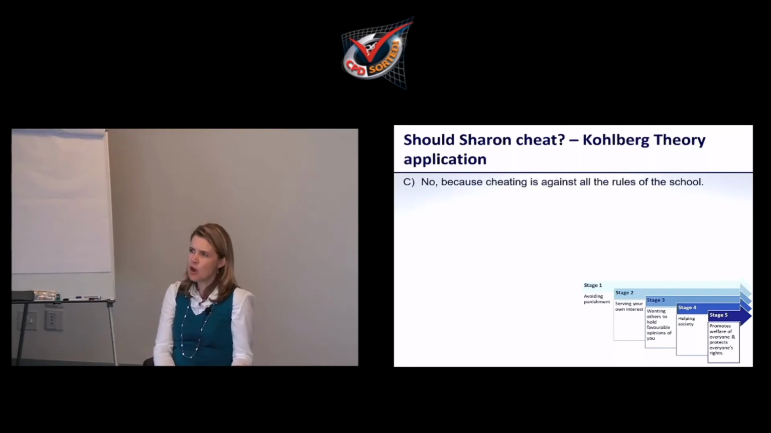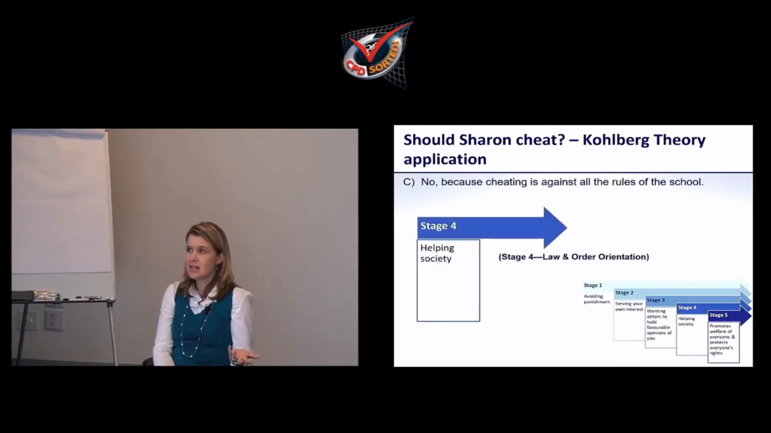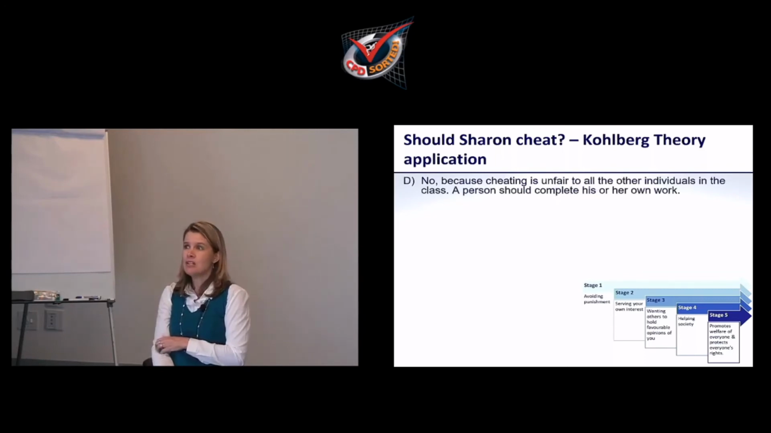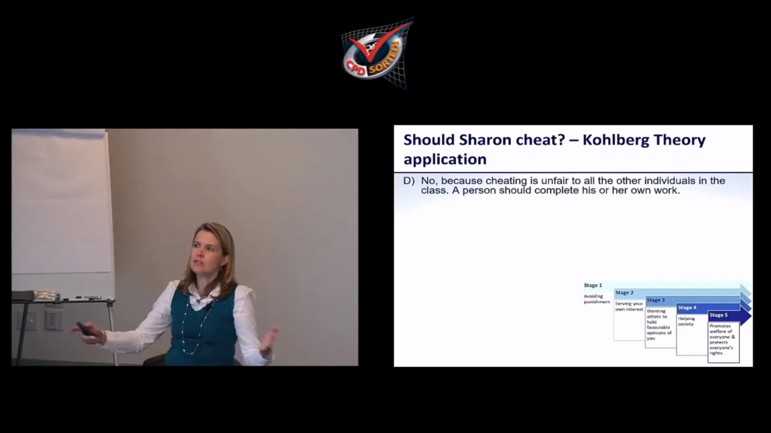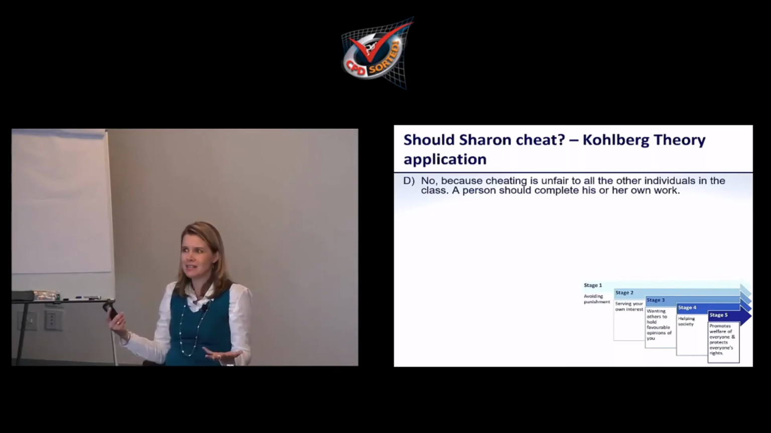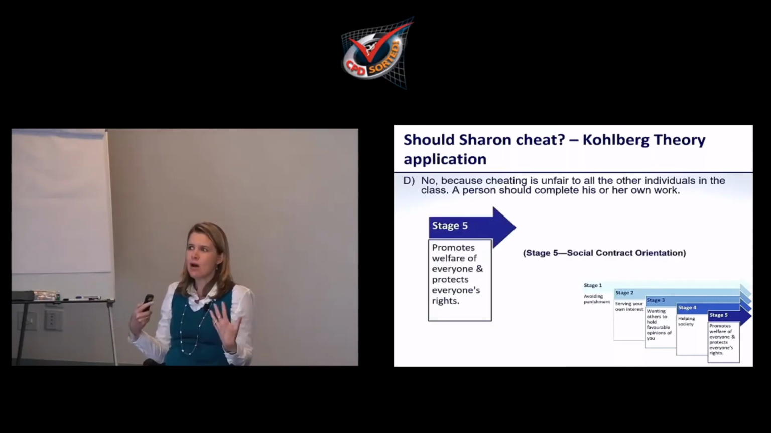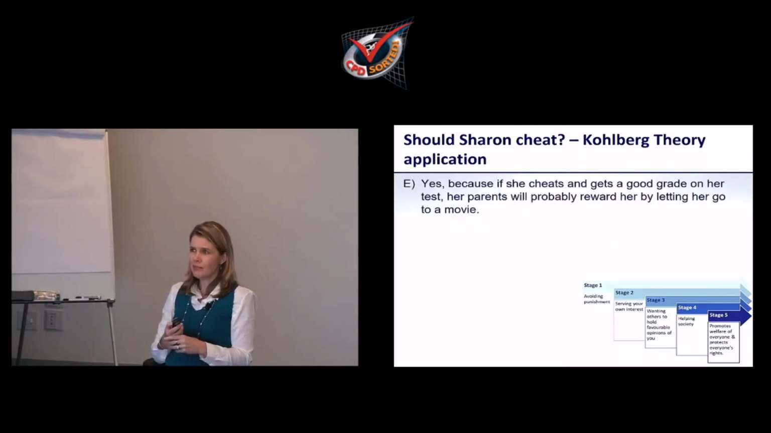If she says no because cheating is against all the rules of the school, you actually see that is stage 4, law and order orientation. Versus this one, which says no because cheating is unfair to all the people of the class and a person should complete their own work. That is stage 5 in terms of the societal contract. And then lastly, yes, because if she cheats and gets good grades, she'll be rewarded, is stage 2.